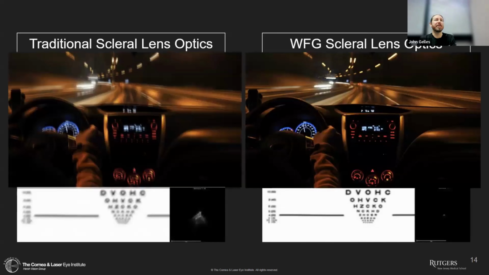So when we look at the simulations here, we can simulate what the visual quality would be as well. And you can see the simulations of the patient wearing the traditional scleral lens and the simulation of the patient wearing the wavefront guided scleral lens. And you can see just the big improvement in the quality of vision. And I know who I would want to be driven in the car with.